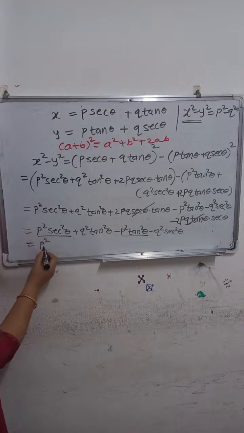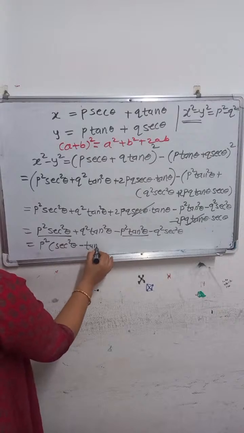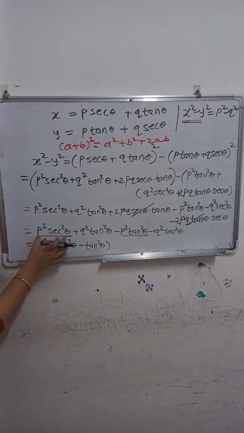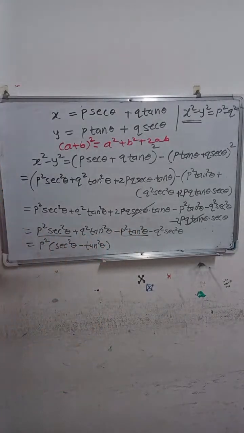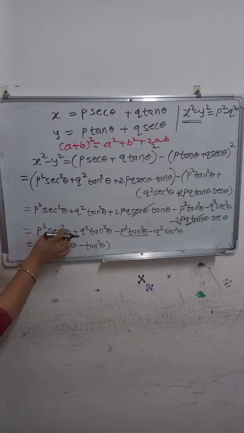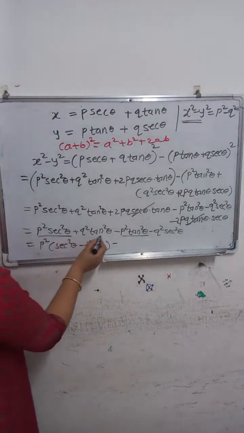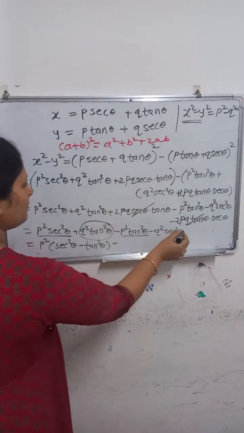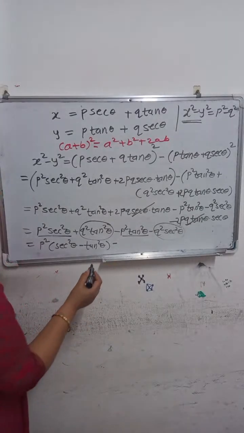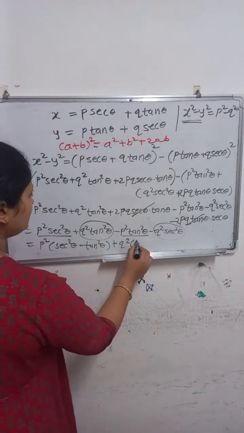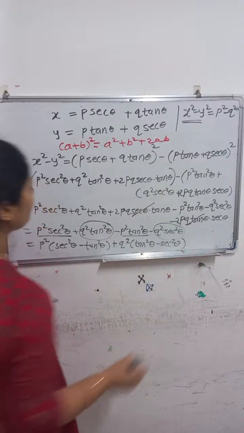If I take p square common, then inside this bracket sec square theta minus tan square theta: p square sec square theta minus p square tan square theta. P square you can take out as common, so remaining is sec square theta minus tan square theta. And here we can take q square tan square theta minus q square sec square theta. If you take q square common, inside this bracket tan square theta minus sec square theta. Can you get this?